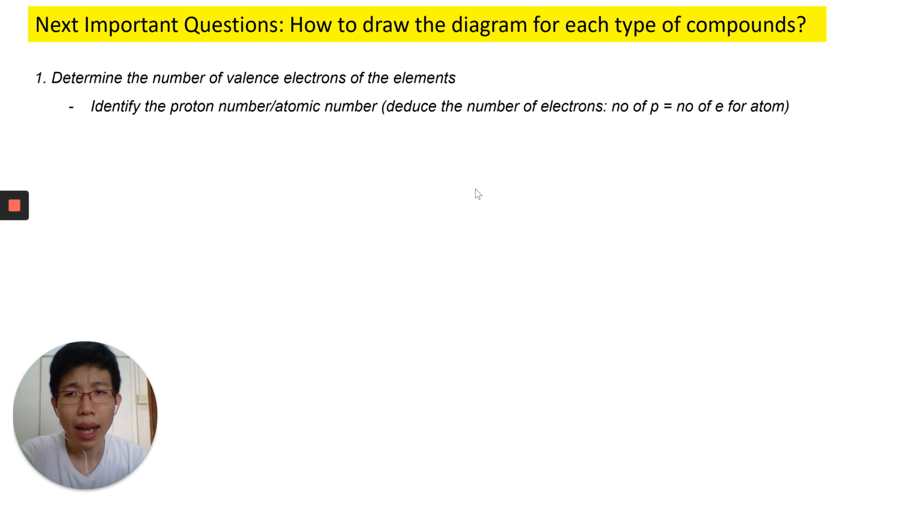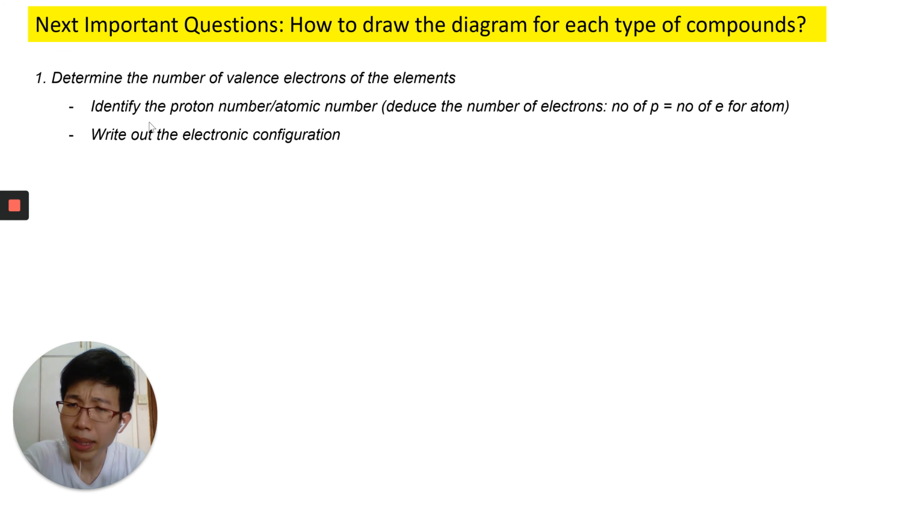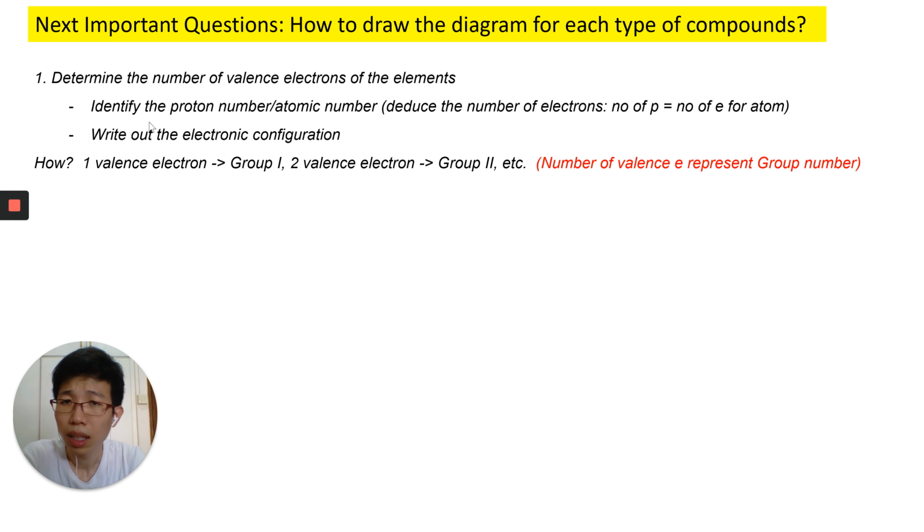Before you can identify the number of valence electrons of an element, you need to first identify the proton number, which is the atomic number, as the proton number will tell us the number of electrons, since the number of protons is equal to the number of electrons for an atom. After you are able to identify the number of protons and electrons, you'll be able to identify the electronic configuration. But before you can write it down, you'll be required to know how many shells there are.